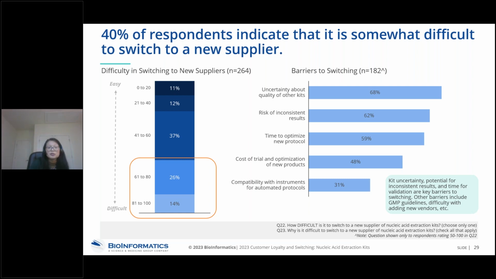And then for respondents who are using automation, compatibility with the instruments and automated protocols within their lab is also an important consideration. And so in order to encourage the switching, suppliers really need to focus on these issues. And we also dig a little bit deeper within the final report.